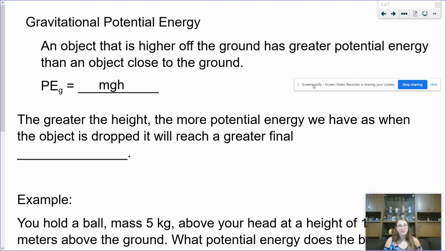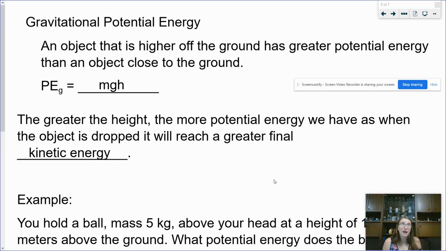And again, this should make sense because as we continue to raise an object up, the gravitational potential energy will increase because the higher we go, when we actually do let it go, we will end up with a greater final kinetic energy. The greater the distance off the ground, the longer it has to travel, the more opportunity it has to speed up, right? If I'm really close to the ground, that object doesn't have a lot of opportunity to speed up. So it doesn't have a lot of potential for a lot of energy.